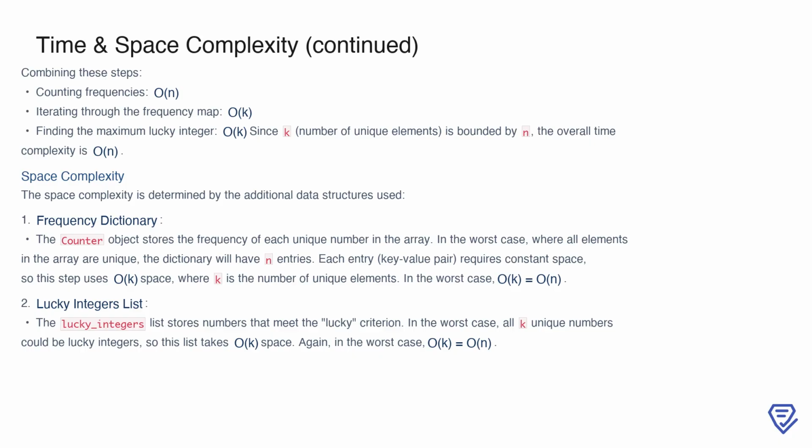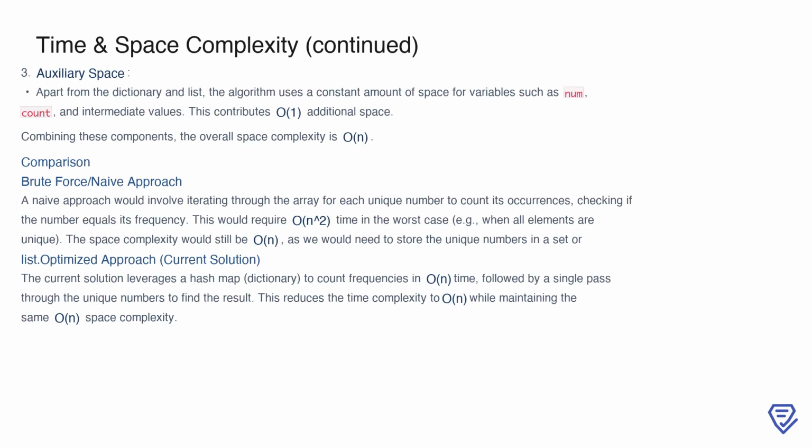Similarly, the lucky_integers list stores the numbers that meet the lucky integer criterion. In the worst case, all k unique numbers could be lucky, so this list also requires O(k) space, which again reduces to O(n) in the worst case. Additionally, the algorithm uses a constant amount of auxiliary space for variables like number, count, and other intermediate values. This constant space contributes O(1) to the overall space complexity. When we combine the space requirements of the frequency dictionary, the lucky integers list, and the auxiliary variables, the total space complexity is O(n).